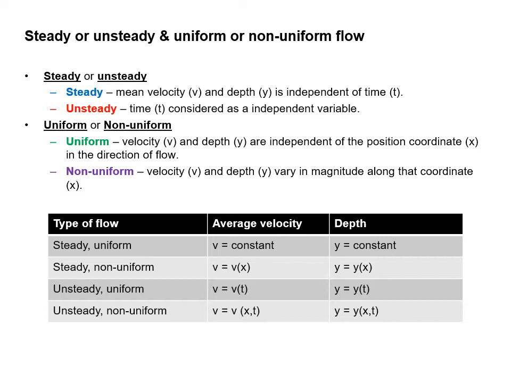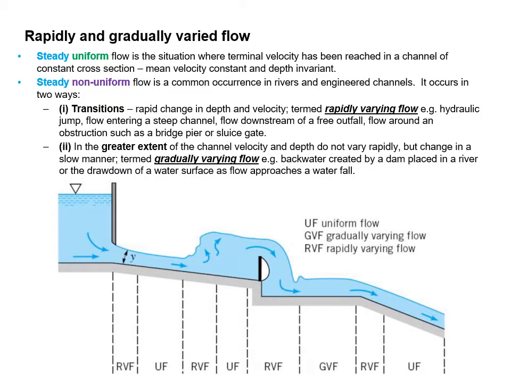But the steady flow can be uniform as well, which means that velocity and depth are independent of the position coordinate x in the direction of flow, or it can be non-uniform, where velocity v and the depth y vary in magnitude along that coordinate x. This is summarised in the table shown below. So steady uniform flow is a situation where terminal velocity has been reached in a channel of constant cross-section, so the mean velocity is constant and the depth invariant.